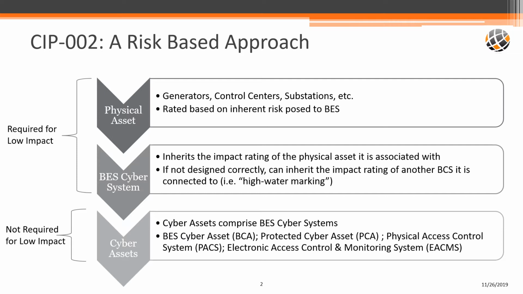Then from there, we look at what cyber systems are associated with the operation and monitoring of that physical asset. If you determine that your physical asset meets the low impact criteria, you only need to formally identify what, if any, BES cyber systems are associated with that physical asset. You do not need to proceed to the final step in CIP-002, which is producing a discrete list of cyber assets. That is only explicitly required for medium and high impact facilities.